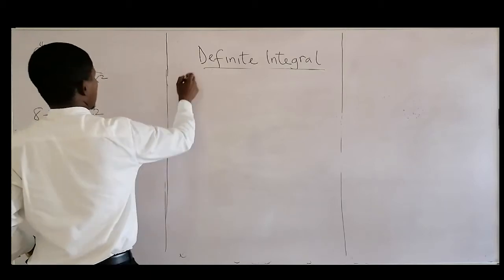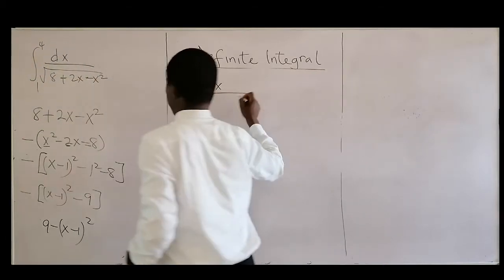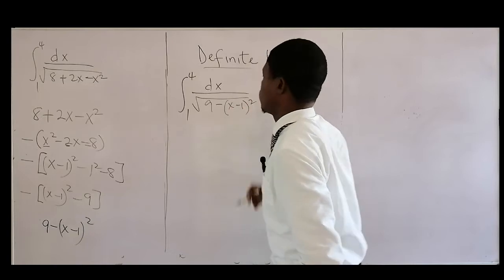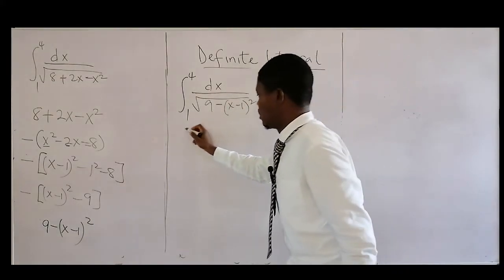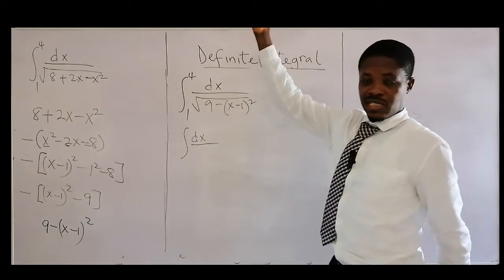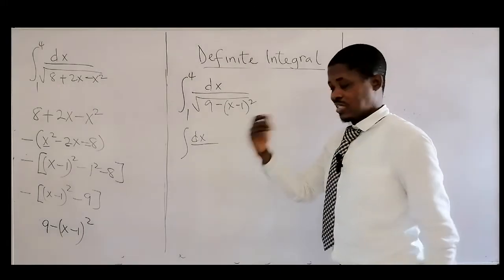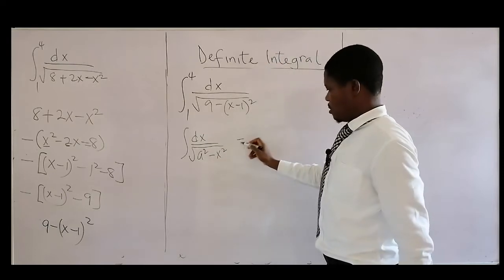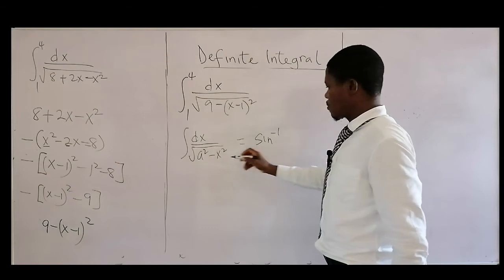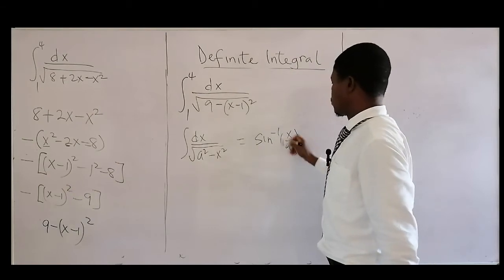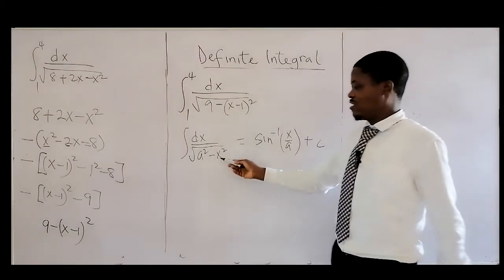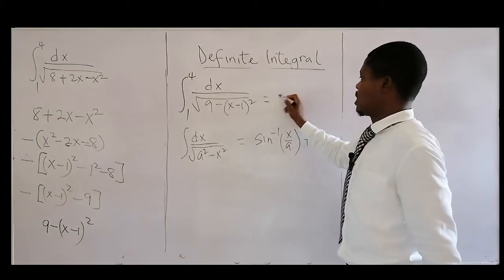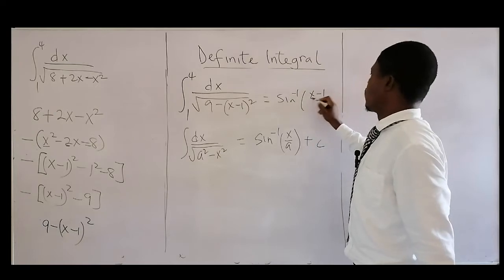So we now have the integral from 1 to 4 of dx. Put it back inside your square root. That will be 9 minus (x minus 1) squared. And don't forget what I said on this table, in the video that listed all the table and also explained it. So this will be equal to: if you have square root of a squared minus x squared, that will be equal to arc sine of x over a. So that's the table. So it doesn't matter whether you are adding or subtracting from the variable, you still get the same results. So this will be equal to arc sine of (x minus 1) over 3.